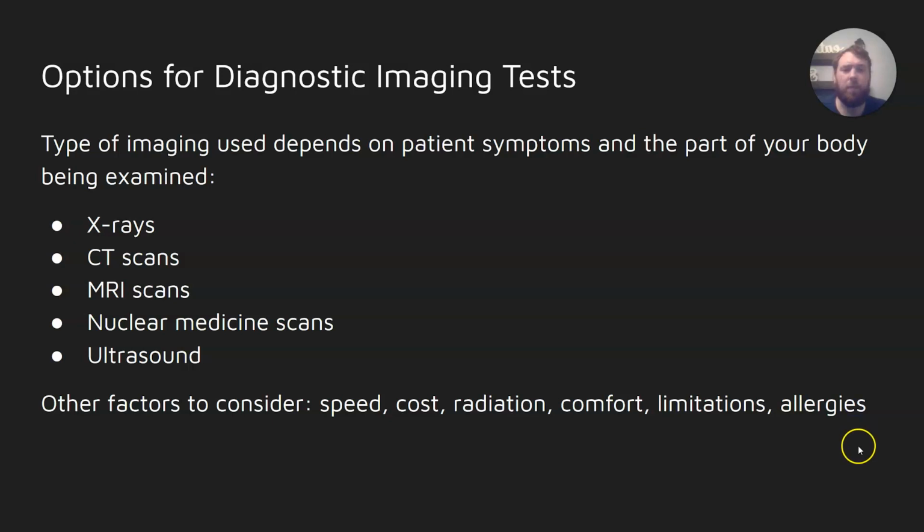Hi, everyone. Today we're going to talk about diagnostic imaging and the tools that we would use and why we would choose one tool over another, depending on the patient health and depending on the situation. And there are several different kinds of diagnostic imaging tests that we could do.